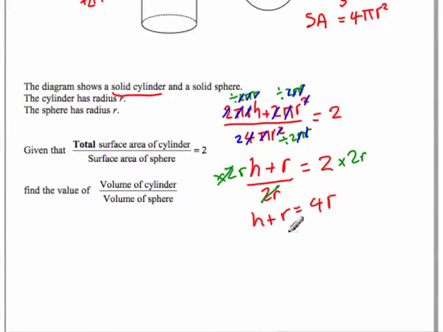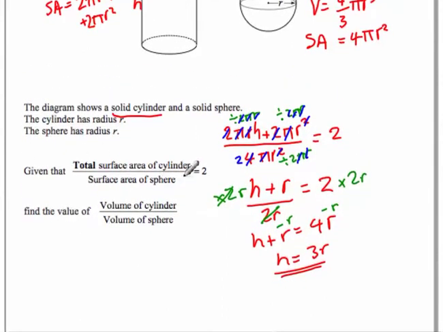Now that looks really nice, because obviously we can go further with this now. If I take r away from both sides, I will end up with h equals 3r. Now we like this. This is nice and neat, isn't it? After having all this here, we've actually come up with a lovely little formula. So that was from this one. We haven't used this yet, okay? But we used this one to come up with this.